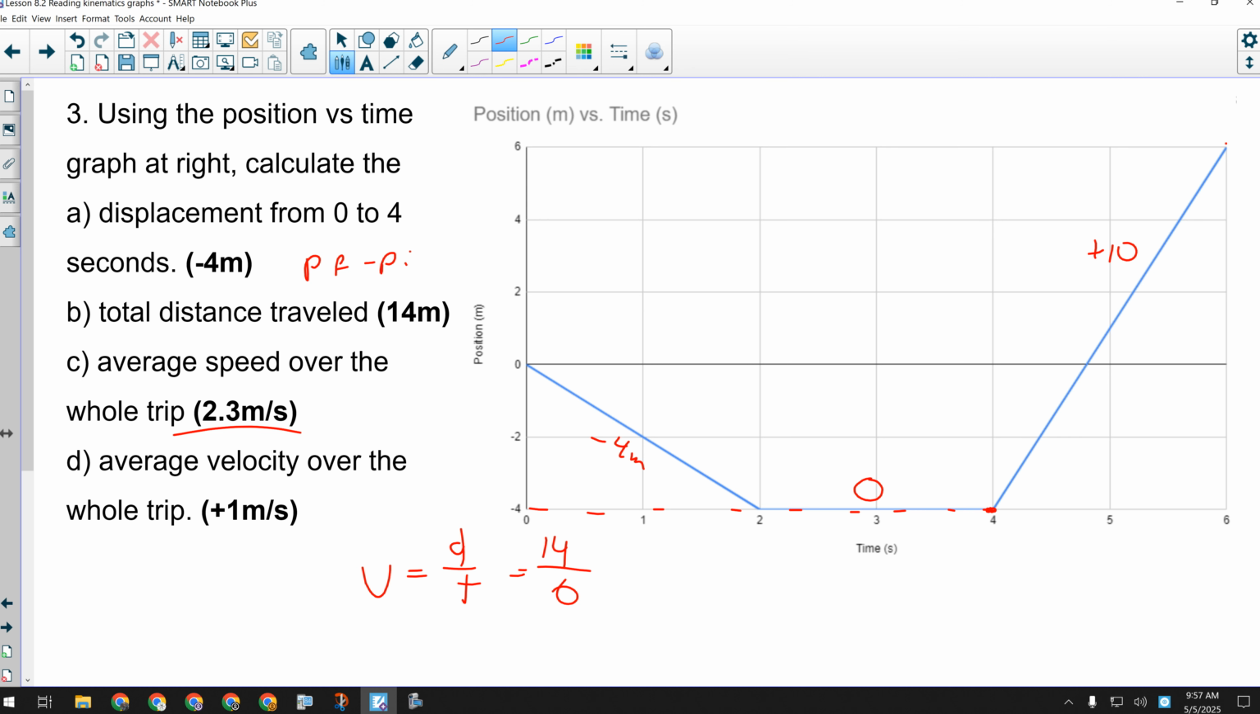And then average velocity over the whole trip. That one's probably the most work. It's total displacement divided by total time. That's final position minus initial position over time. So that'll be positive 6.